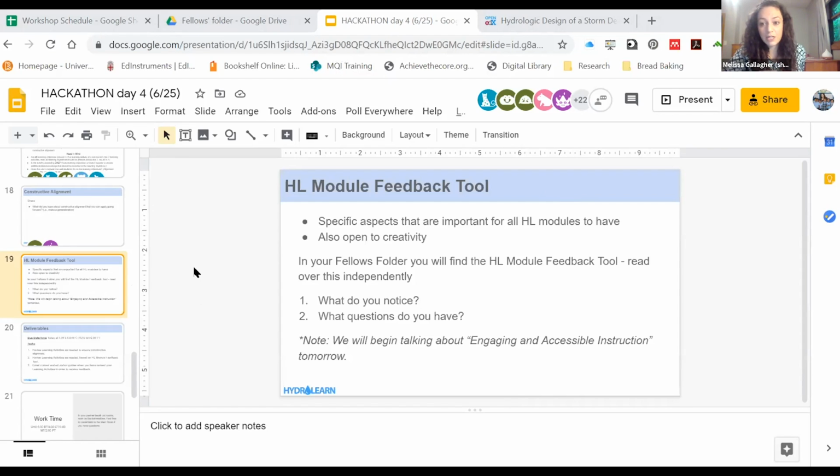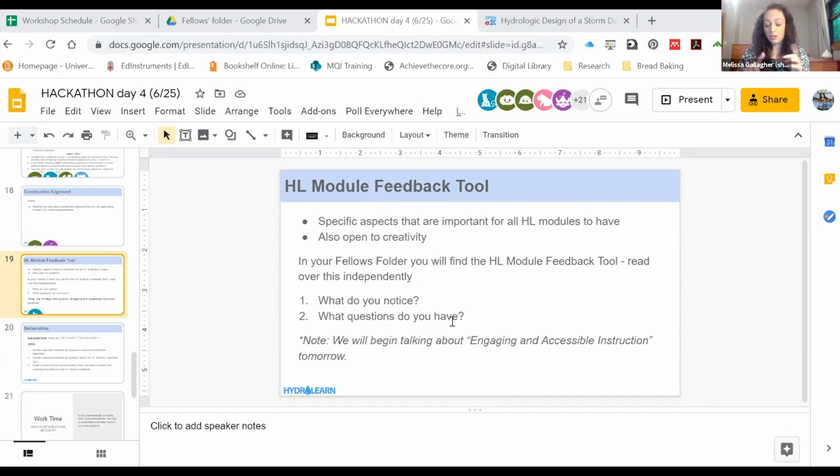So the last thing I want to talk to you about before we break for our partner work time today is the Hydrolearn module feedback tool. What this is essentially is we sat down in maybe April or May and talked out what are the components that we're really looking for as we review modules. And so we put those into a Hydrolearn module feedback tool. But we did not give this to you on day 1 because the tool itself is like 5 or 6 pages long, and we felt like that might seem a little intimidating.